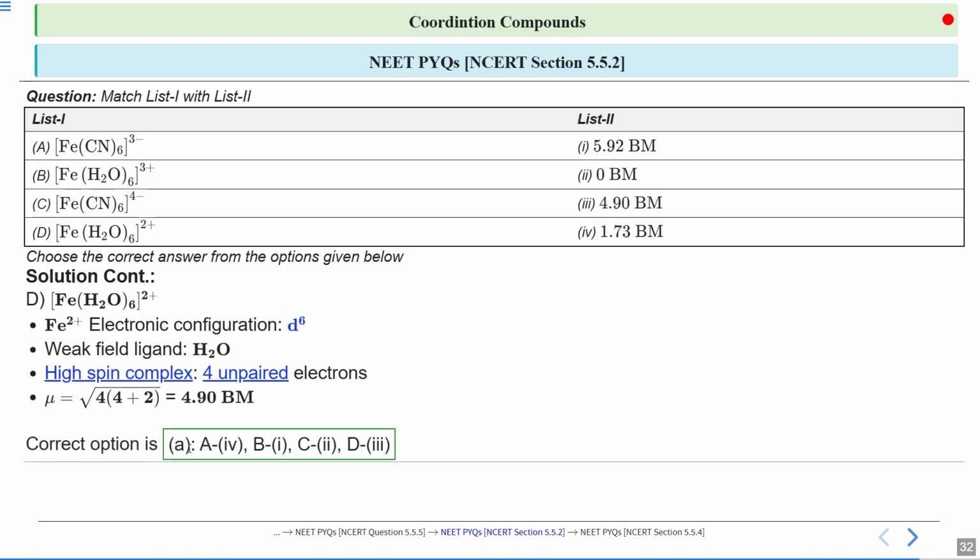So after analyzing each complex given in the list, the correct option is option A. A is matching with the fourth choice, B is matching with the first one, C is matching with the second one, and D is matching with the third one. Right? So option A is going to be our correct answer. Okay.